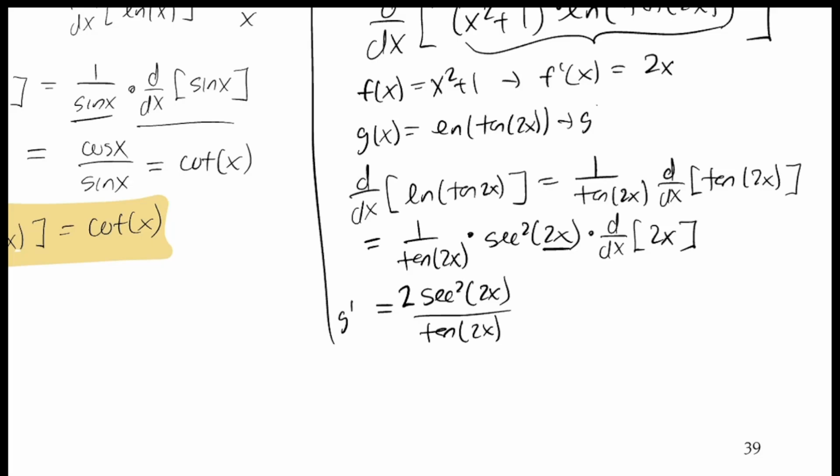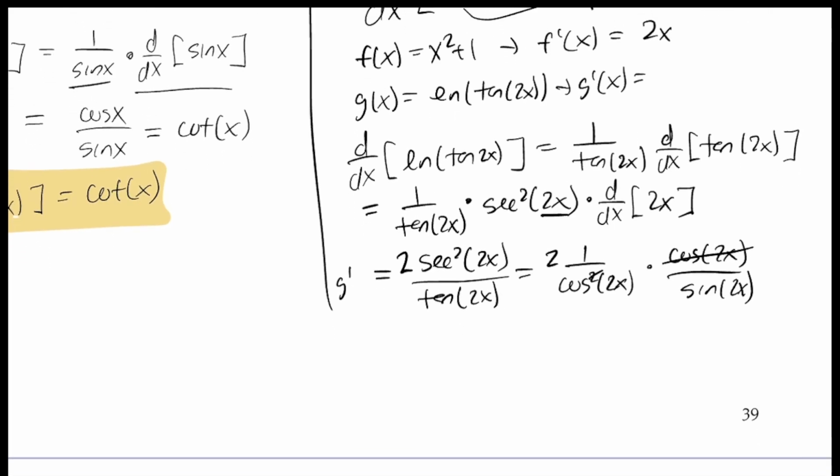Over here, when I write my g prime, can I simplify this? Let's see. So tan is sine over cosine. So 1 over tan is cosine over sine. So this is 2. Secant is 1 over cosine. So this is 2 times 1 over cos squared of 2x times, tan is sine over cos, but it's 1 over tan, which is really cotan. So this is cos of 2x over sine of 2x. So I do believe we can do some simplifications here. Cancel that out a little bit.